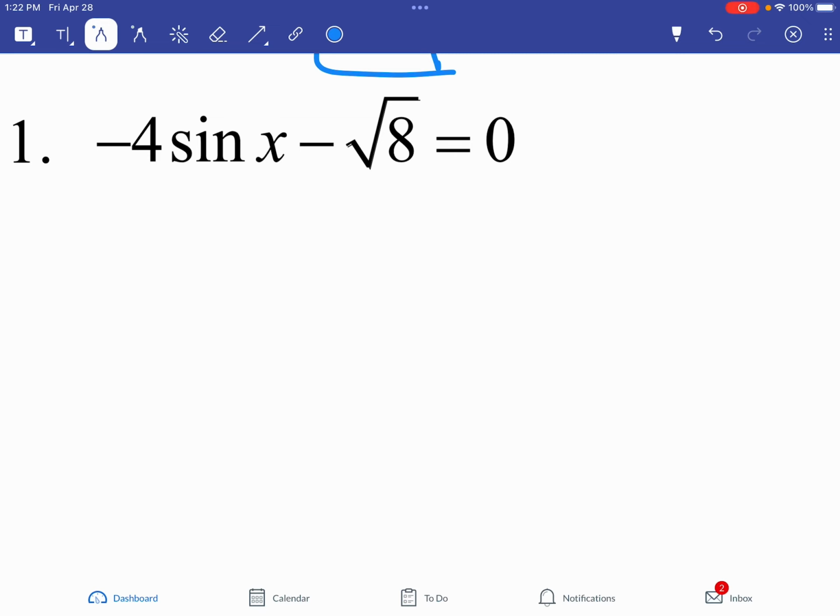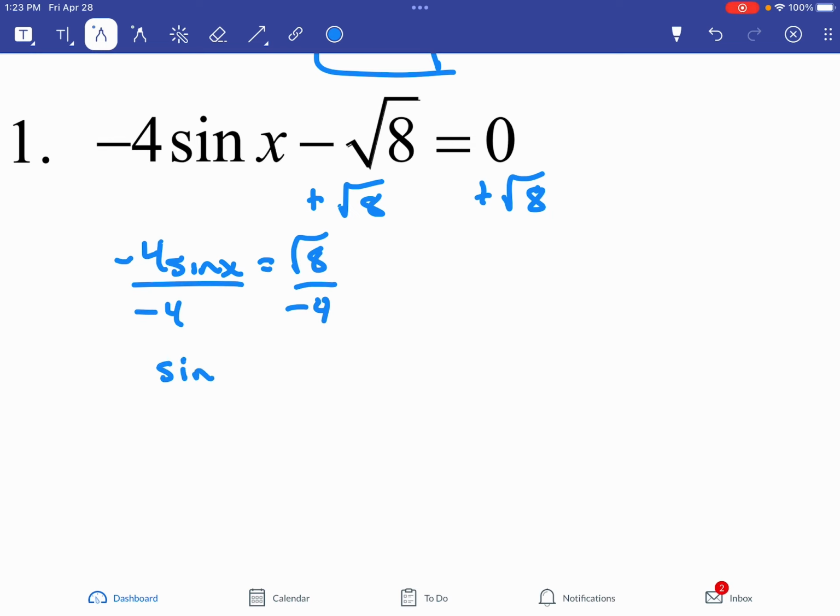Okay, next, I'm going to add square root of 8 to both sides. I'm going to divide by -4. Now in this case, what we have is a square root, the square root of 8, that can be reduced. The square root of 8 is the square root of 4 times the square root of 2. The square root of 4 is just 2, and the square root of 2 is just left over. The 4 on the bottom does not change. It is still negative though.